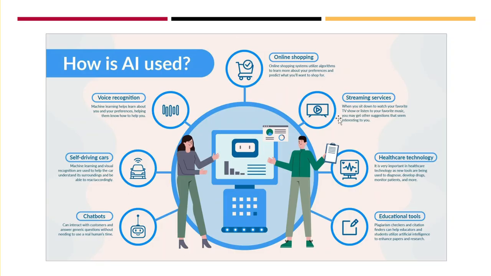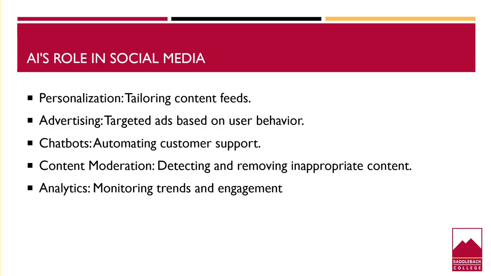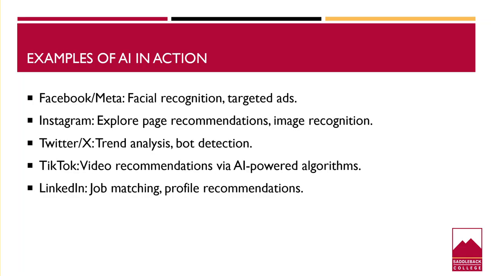So, AI's role in social media. Personalization, tailoring content feeds. Advertising, targeted ads based on user behavior. Chatbots automating customer service. Content moderation, detecting and removing inappropriate content. Analytics, monitoring trends and engagement. So AI and social media can be used for a number of things, not just writing captions and creating graphics. Examples of AI in action: Facebook Meta uses facial recognition and targeted ads. Instagram has the Explore page, recommendations, and image recognition.